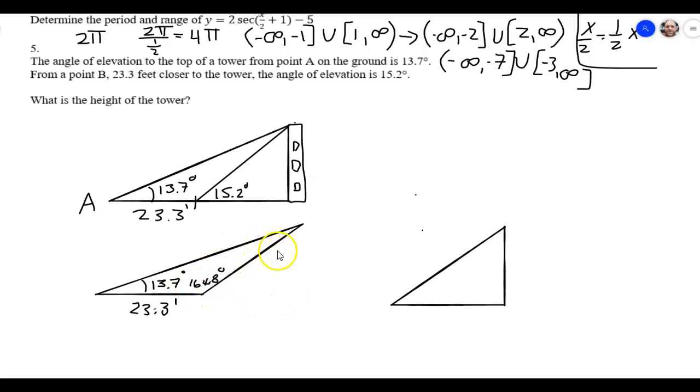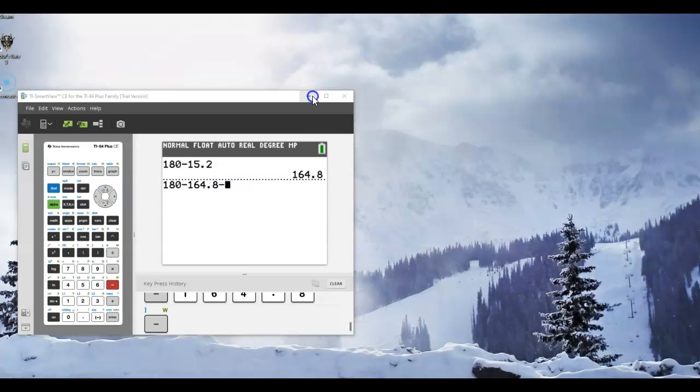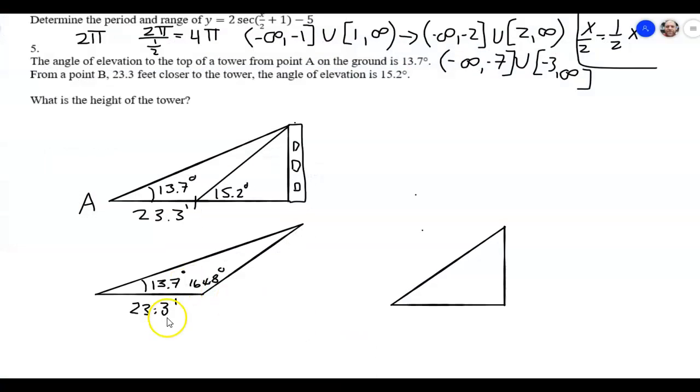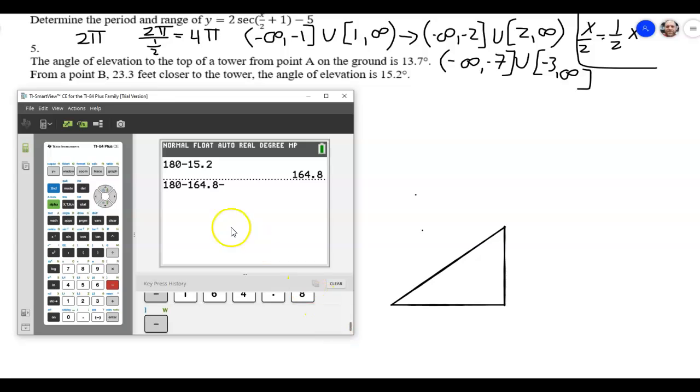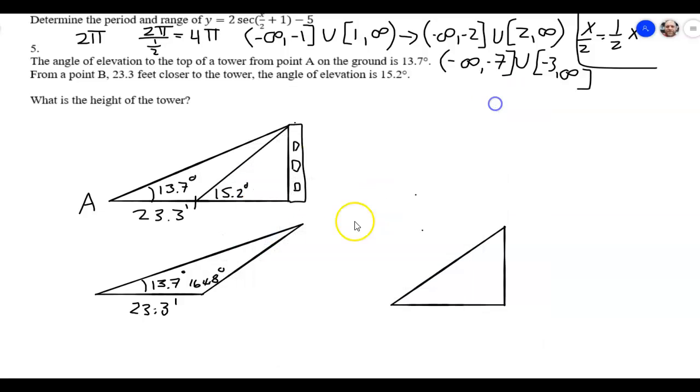And then the final angle, they all have to add up to 180. So I can do 180 minus 164.8 minus 13.7, and that'll give me my last angle of 1.5. So this up here is 1.5 degrees.